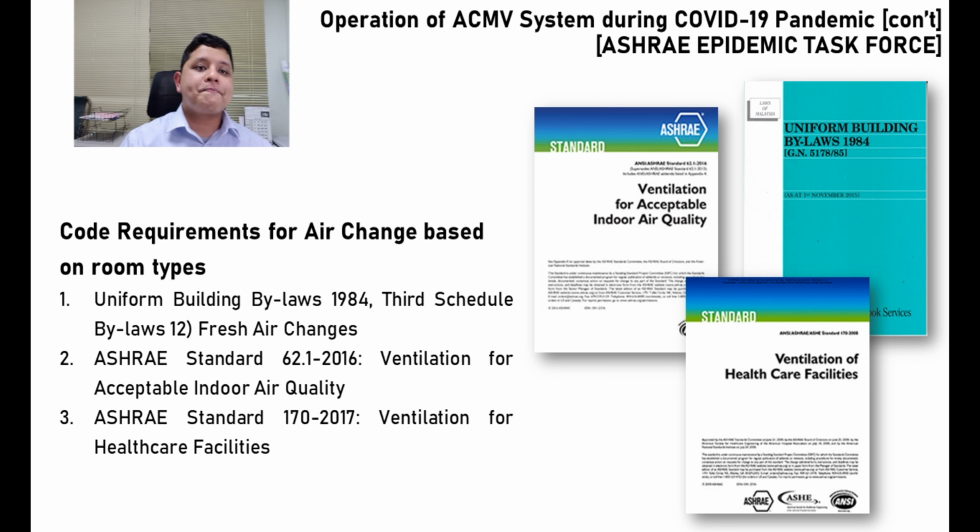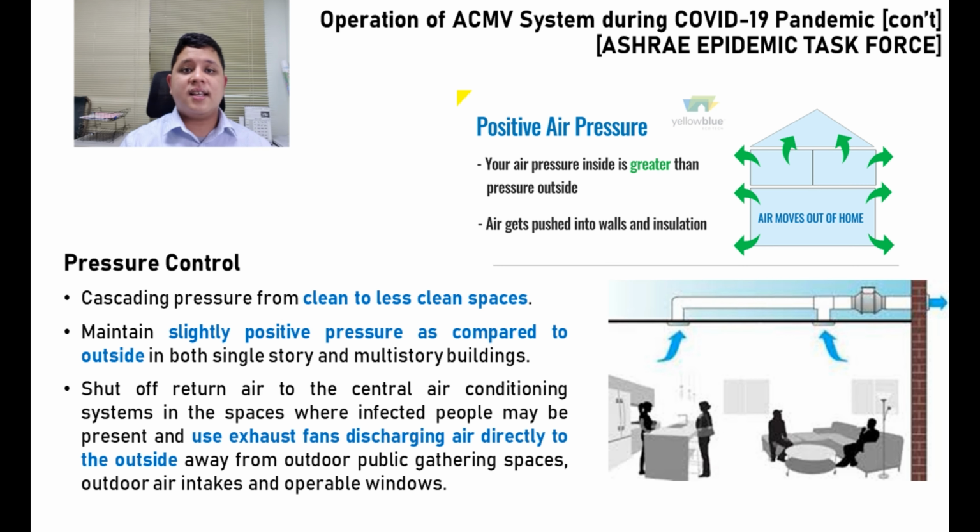One key pressure control element is cascading pressure control, where the air flows from clean to less clean spaces. In office and commercial buildings, ASHRAE recommends maintaining a slightly positive pressure inside the building compared to outside. In spaces where infected people may be present, ASHRAE recommends shutting off return air to the central air conditioning system and using an exhaust fan to discharge the air outside, away from public spaces, outdoor air intakes, and operable windows.